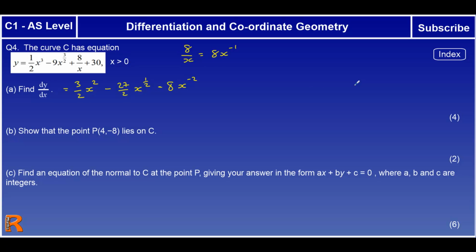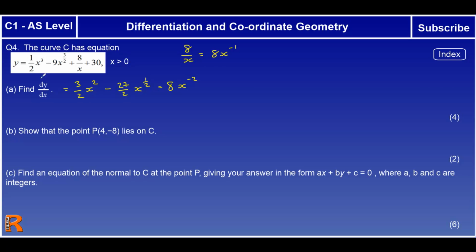Okay, so that's the first one, worth 4 marks. I'm guessing you're going to get 1 mark for each term and 1 method mark if you've done some sort of reducing the power by 1 and times them by it. That's your method mark. Show that the point P (4, minus 8) lies on C.